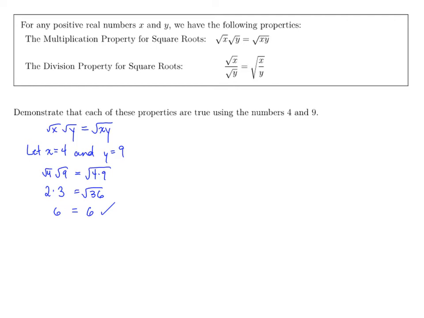And this property is going to hold for any positive real numbers x and y. We didn't demonstrate a proof here. We simply gave it one example. So let's summarize here. This property holds for any positive real numbers x and y.